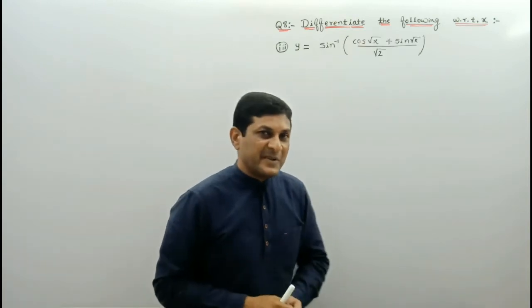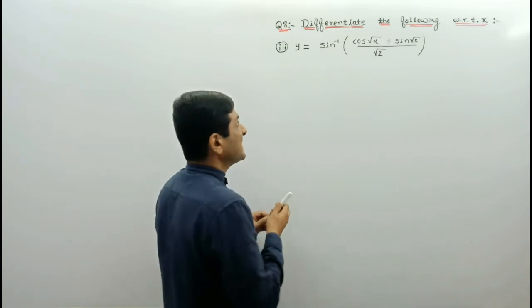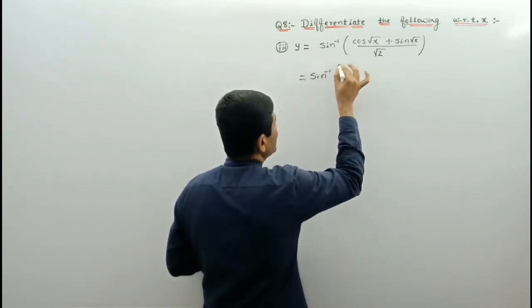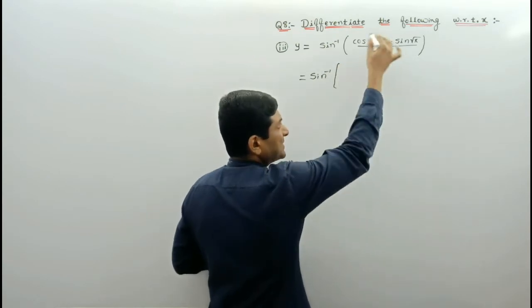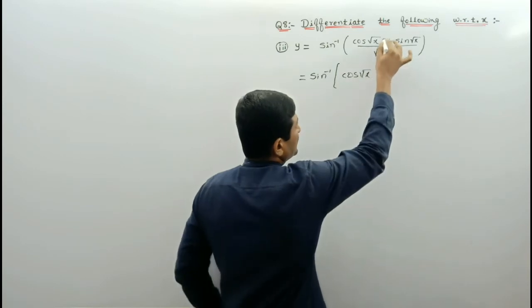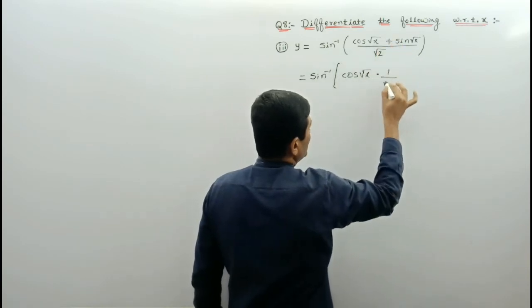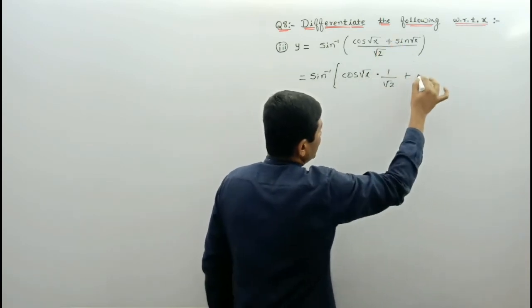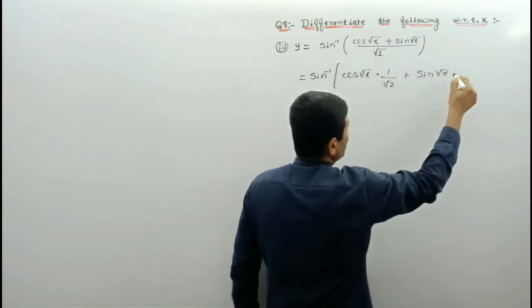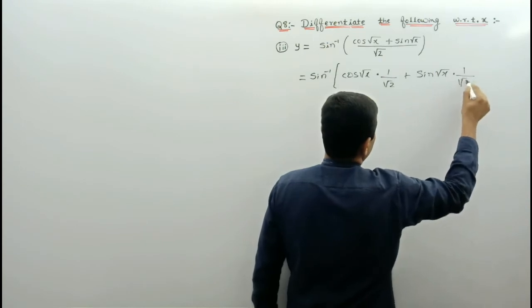So now see the example number 3rd. Again we are using the same method here. Keep sin inverse as it is. Since sin inverse is there in this function, that's why we are trying to convert this expression also in terms of sin. So cos root x, keep it as it is. So what is the numerical value here? 1 by √2 plus again sin root x, keep it as it is. Just simply I am dividing by √2 to both the terms separately. Here also divided by √2, isn't it?